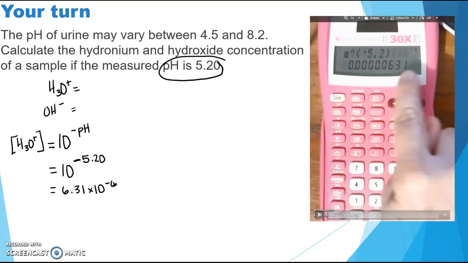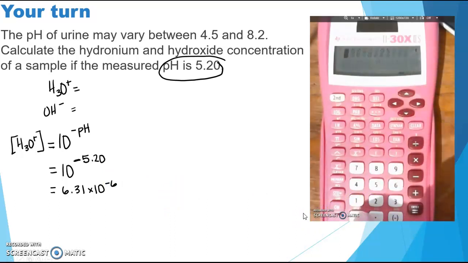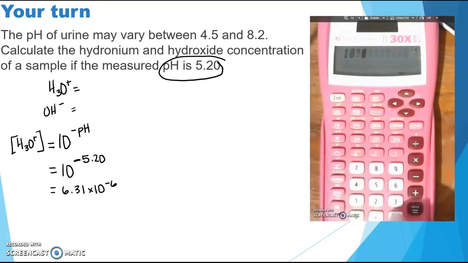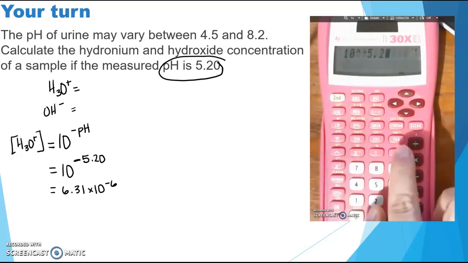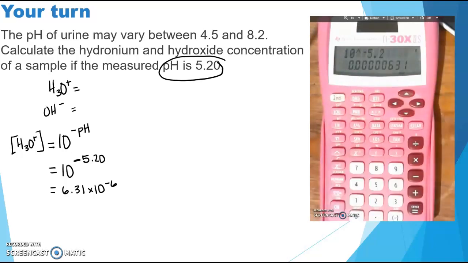We'll come back. We'll talk sig figs in a second. Another way to do that same thing is 10, and then I use the little caret because that means raised to the negative 5.2. And then I get the exact same value. So it doesn't matter which of those approaches you'd prefer to use or what you're comfortable with on your calculator, you should end up getting the same value.